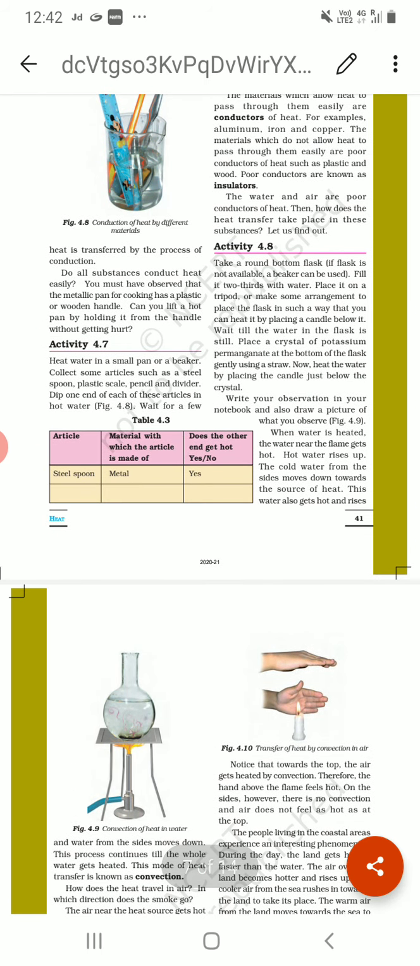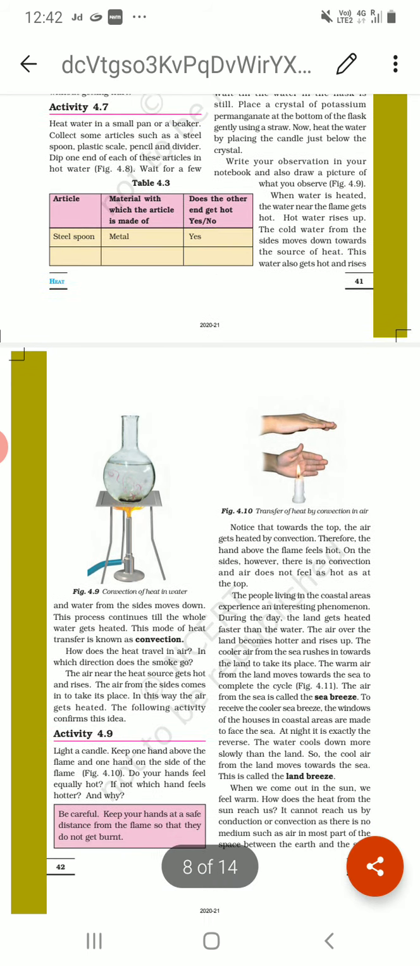Now, see, if water and air are poor conductors of heat, then how does the heat transfer take place in those substances?